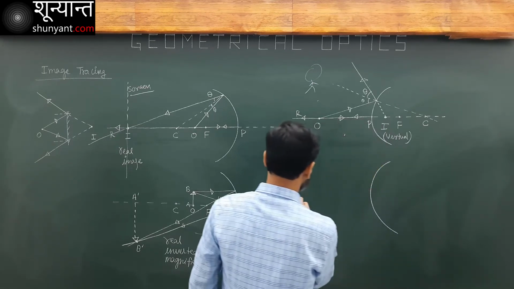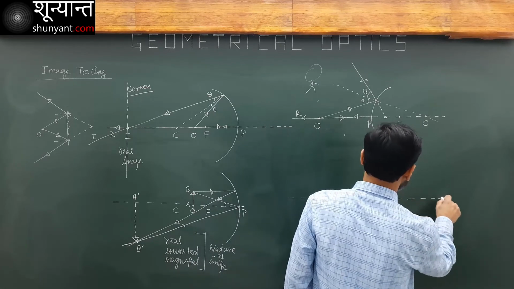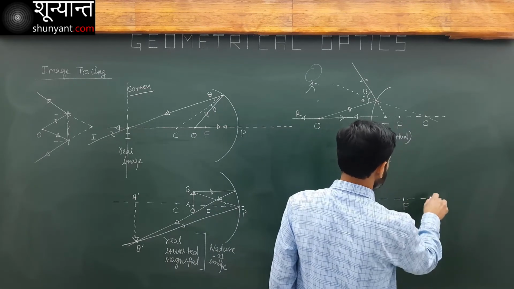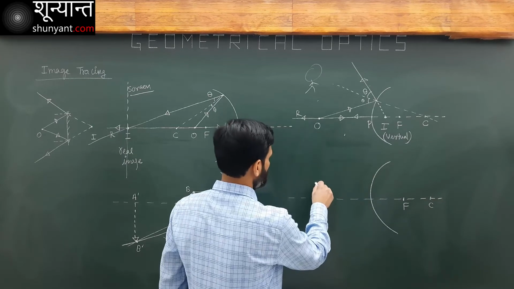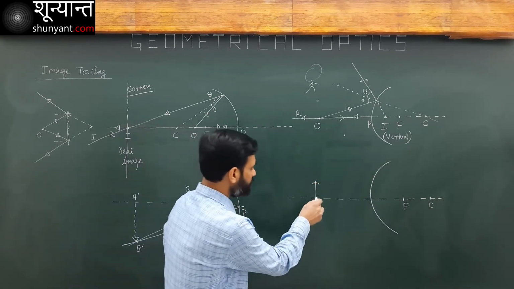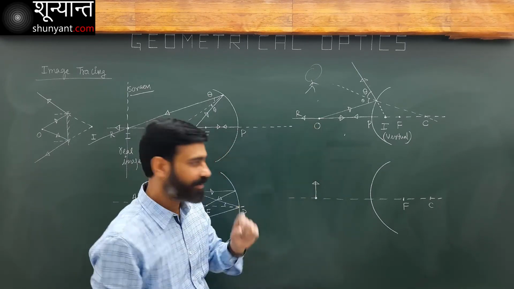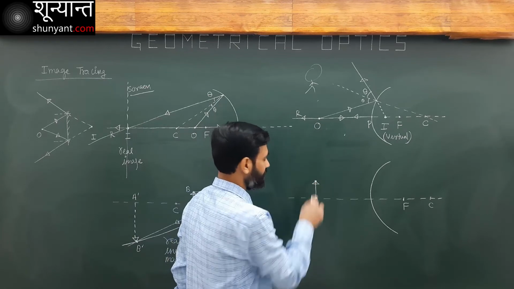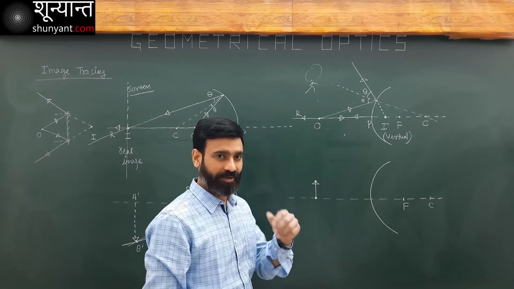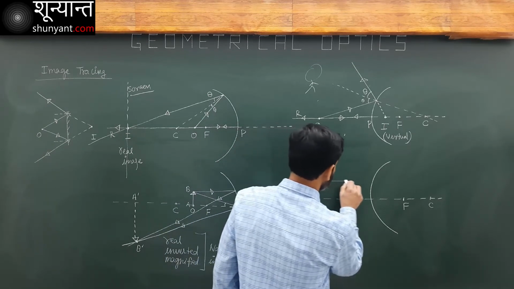Here also the object is kept similarly. This is my focus here and this is my center. Let me keep my object here. Here also I know that the image of this is going to be on the principal axis. I know it from here. I just have to find the image of this thing. That's it. I will take two standard light rays, whichever is simple for me. Let me take this one.